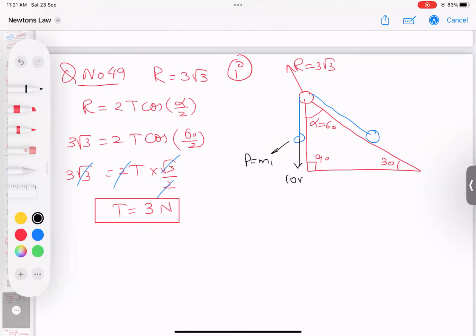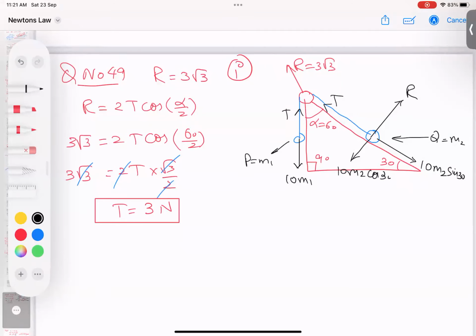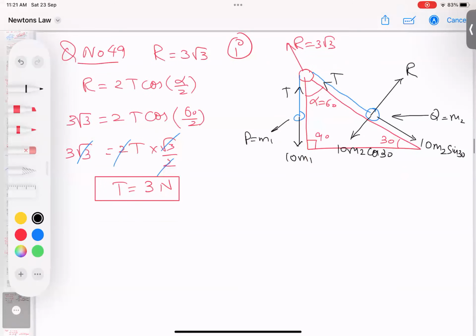So this is 10 m1, and the tension towards the pulley is always equal. And what about the other particle? The other particle is Q, and let's take its mass as m2. So the weight component becomes 10 m2 sine 30. I think that is clear. And this is R, the normal reaction. And this is 10 m2 cos 30. Now I can do my question easily because all concepts are clear.